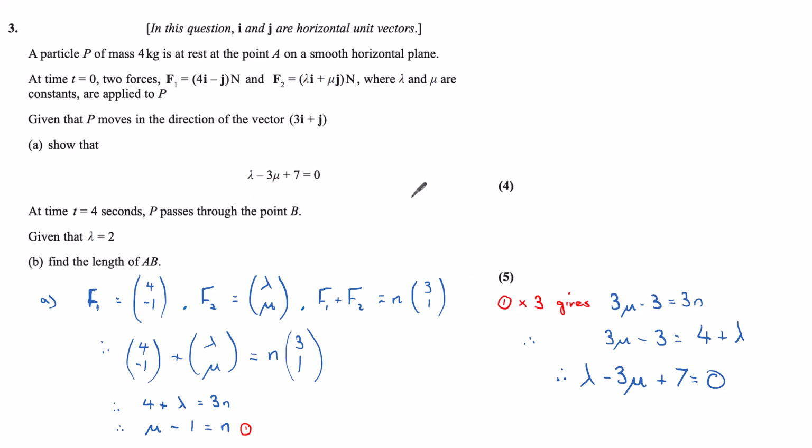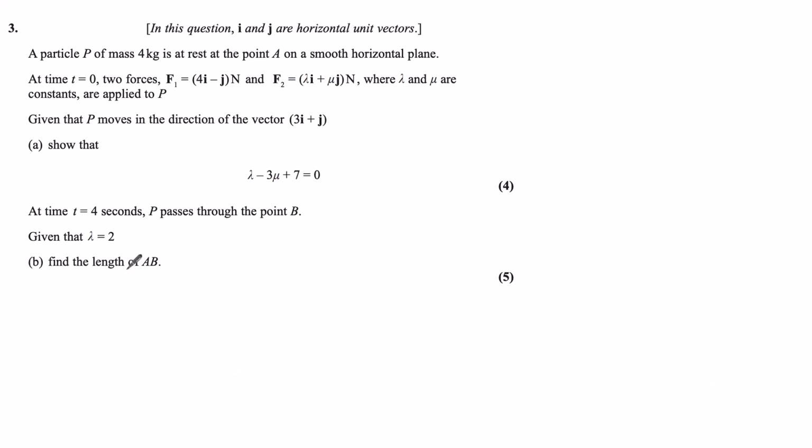Perfect. In part b, at time t equals 4 seconds, P passes through the point B. Given that lambda is equal to 2, find the length AB.